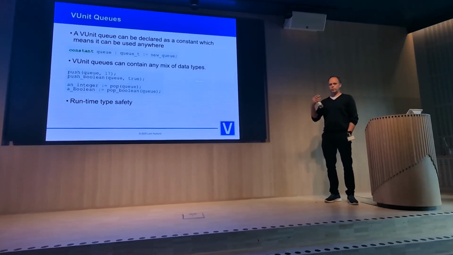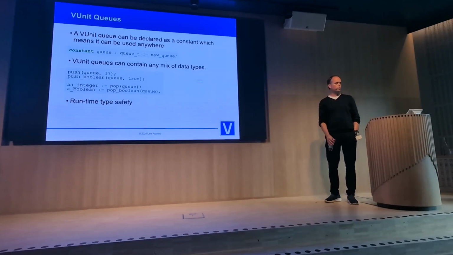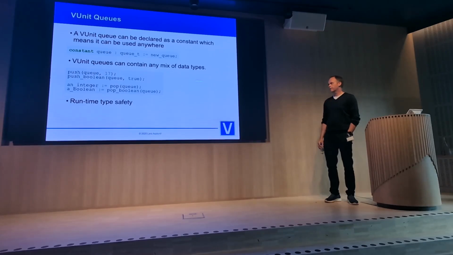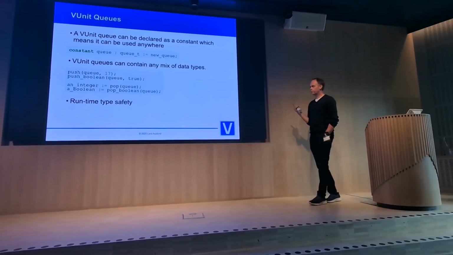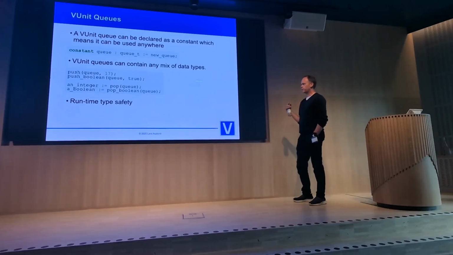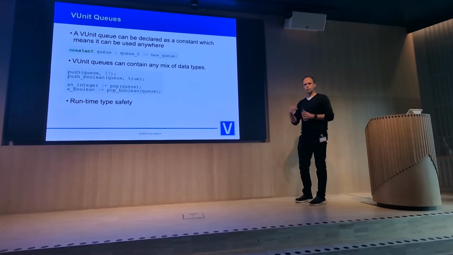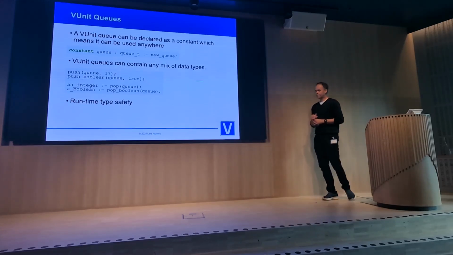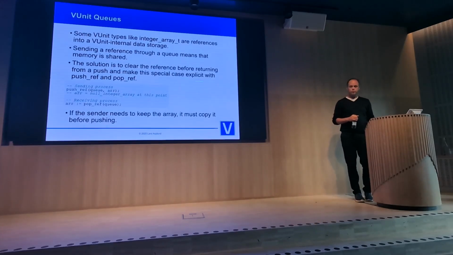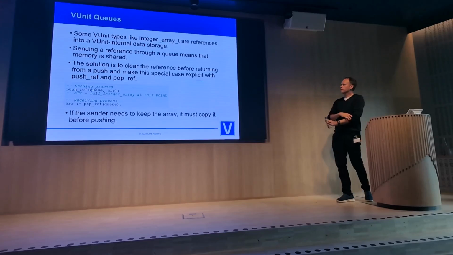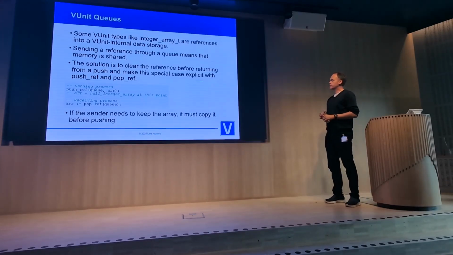So you can mix types within the same queue. I can push in an integer, and I can push in a standard logic vector, or whatever. It doesn't mean that we're not type safe. If during runtime you push in the integer 17 and then you try to pop out a boolean, you'll get a type error. So it's still type safe the way we want VHDL to be. As I said, we can also push and pop references.